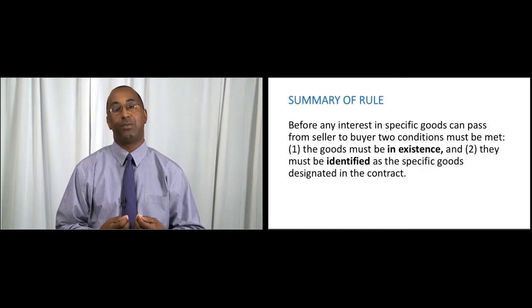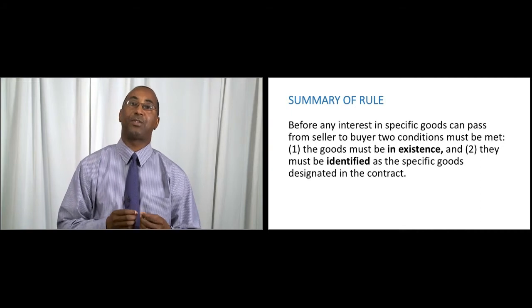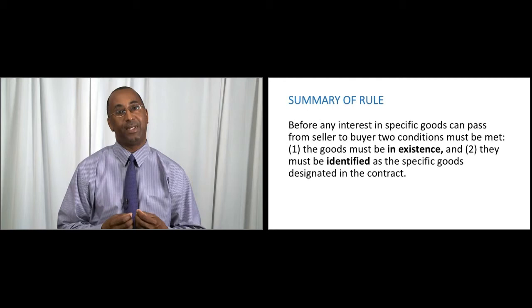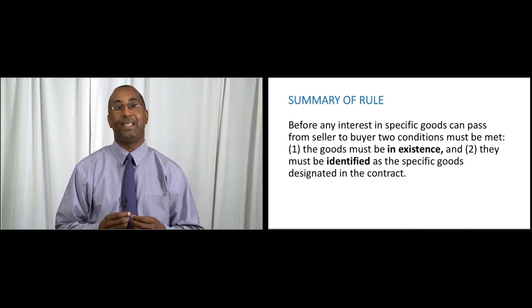Summary of the rule. Before any interest in specific goods can pass from seller to buyer, two conditions must be met. The goods must be in existence, and they must be identified as the specific goods designated in the contract.